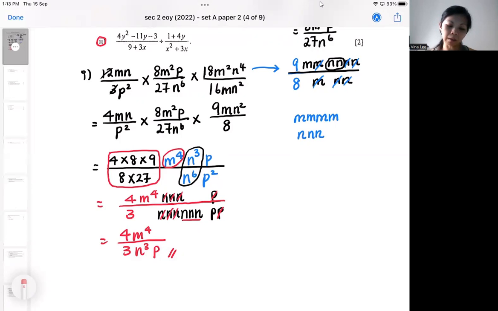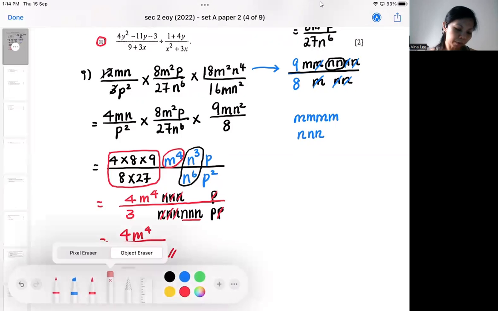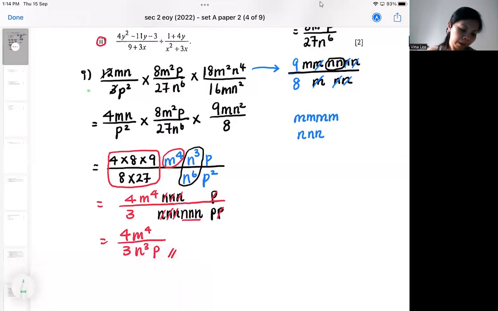Okay, so that is cancellation. They will need to execute your cancellation in a very organized way. If you are not organized, one single careless mistake, that's it, your whole thing is gone. So your brain has to be very logical. If you look at how I present, some of you present without equal sign. So you should have equal sign to link you step by step.